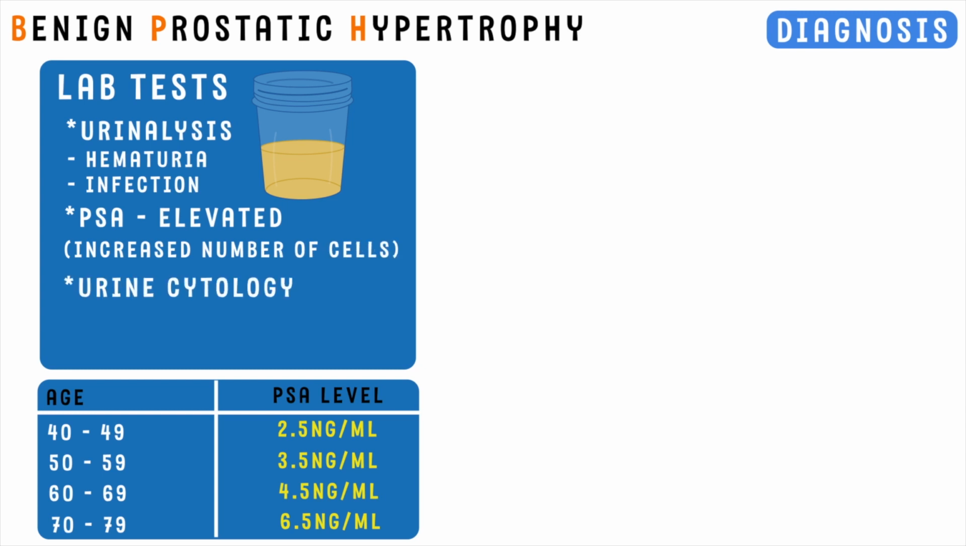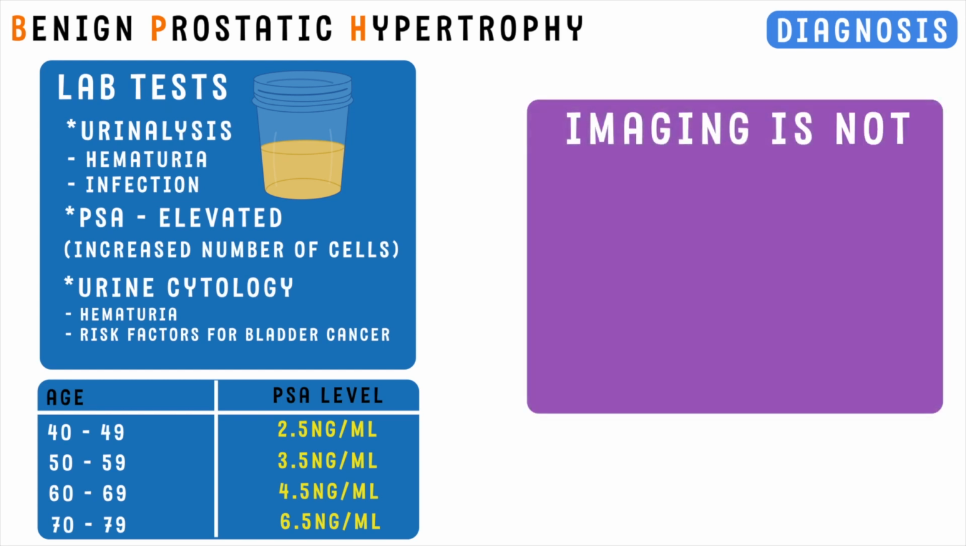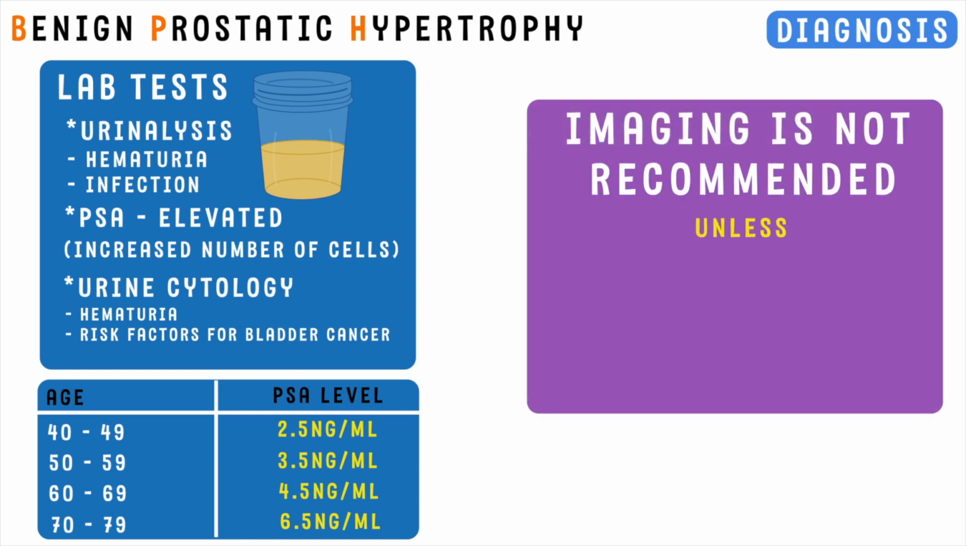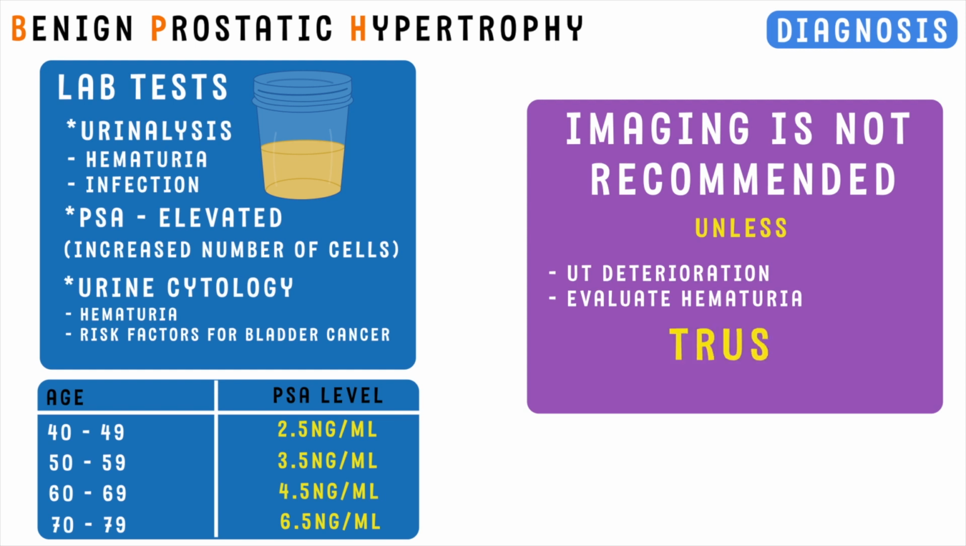Urine cytology is not standard, but it may be considered if there is a predominance of irritative symptoms, hematuria, or risk factors for bladder cancer, such as smoking. Imaging is not recommended unless there is evidence of upper tract deterioration or a need to further evaluate hematuria. And transrectal ultrasound may be helpful in determining accurate size before surgical intervention.